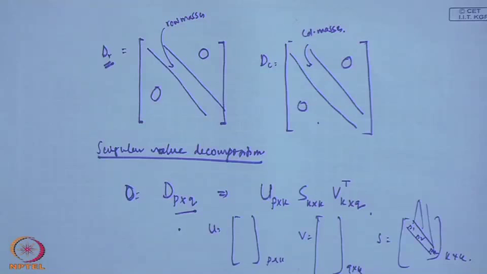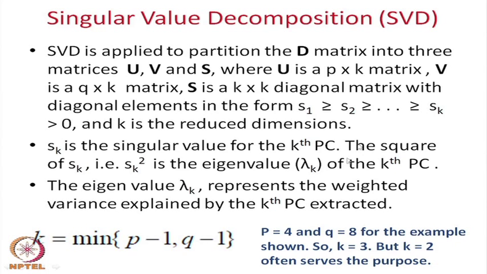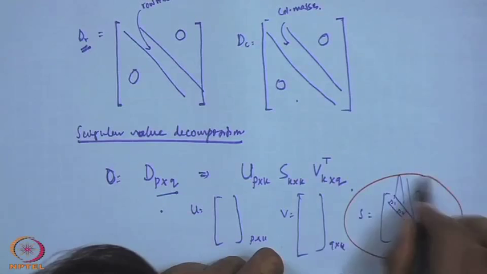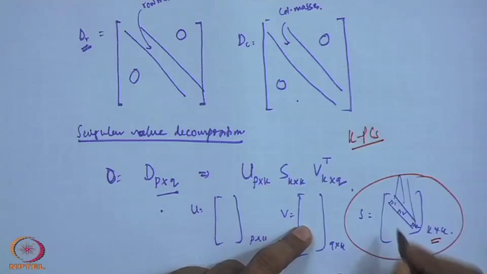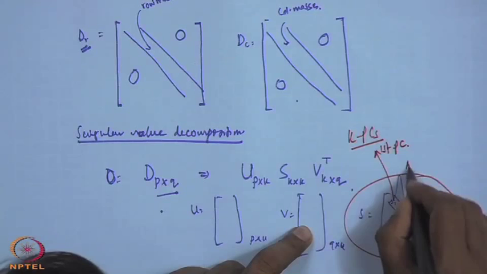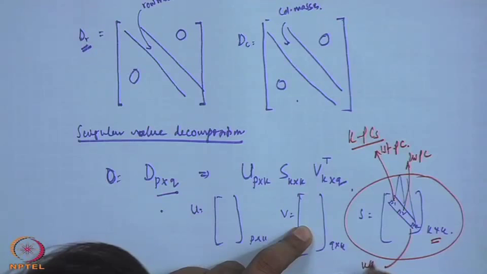Getting me? Now, see what we have written here. S k is the singular value. This S k value is known as the singular value for the kth PC. That means we are able to extract k principal components. S 1 is related to the first principal component, S 2 to the second, and S k to the kth principal component. These are all singular values.